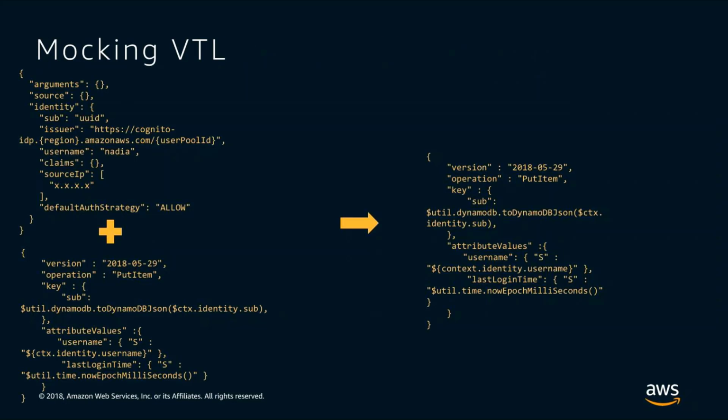Recently, we launched the ability to mock velocity templates. So this helps you in your debug flows. So let's say that you have a put item DynamoDB call. You can create a mock context object that allows you to mock the context that is going to be run against the velocity template, and this allows you, without actually making a call to your underlying data store, to see how the velocity template is going to function, and we're going to see a demo of this shortly.